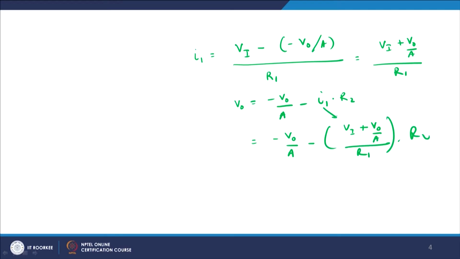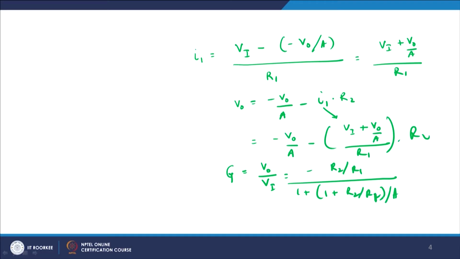I have replaced I 1 by this one. If you do a small-signal analysis, the closed loop gain V 0 by V I equals minus R 2 by R 1 divided by 1 plus R 2 by R 1 divided by A. This gives you the value of G. Now, as A tends to infinity or a very large value, this quantity goes to 0 and G tends to minus R 2 by R 1.